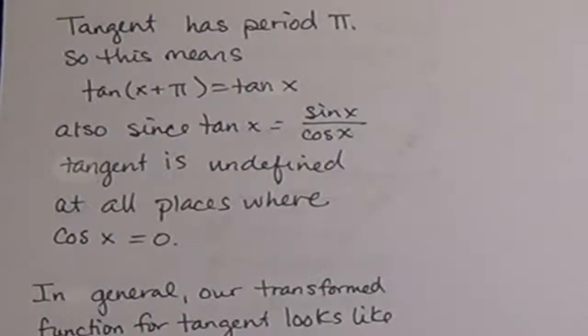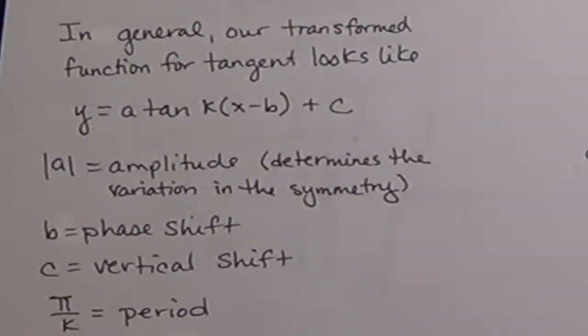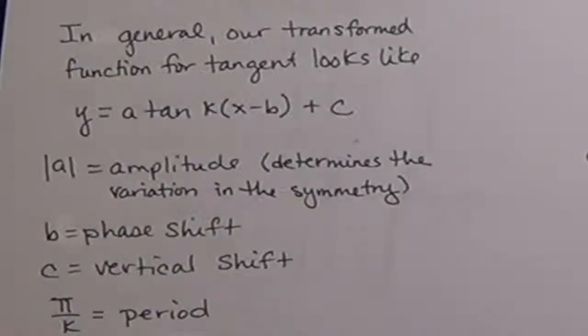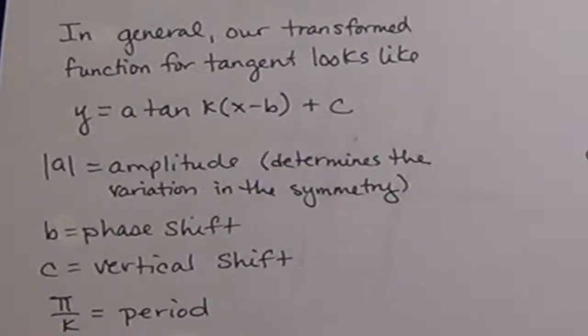In general, our transformed function for tangent looks like y equals a times the tangent of kx minus b, plus c. So very similar to what we've seen before. A is still the amplitude. Here this means something a little different. Because tangent has a range of all real numbers, the amplitude is basically just going to tell us, on the symmetric pieces, how far away from the center value it is. That may not make much sense now, but you'll see it when we look at the graphs.